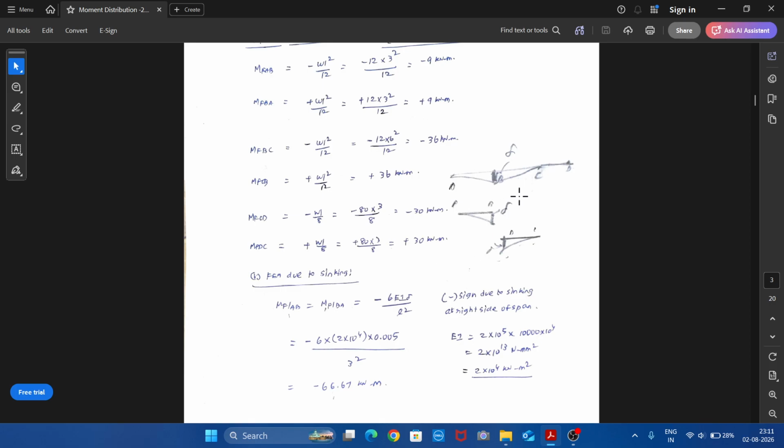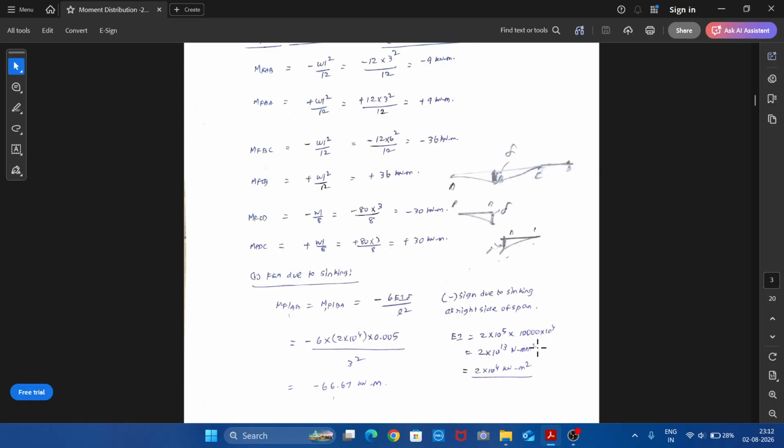If you have sinking at the left side of a span, then this fixed moment will be positive. So minus sign due to sinking of support at the right side of the span. And before calculating this, we need to have the value of EI. So E is 2 into 10 power 5 Newton per millimeter squared. Moment of inertia is 10,000 centimeter power 4 converted to millimeter power 4. So that multiply by 10 power 4 will be getting 2 into 10 power 13 Newton millimeter squared.